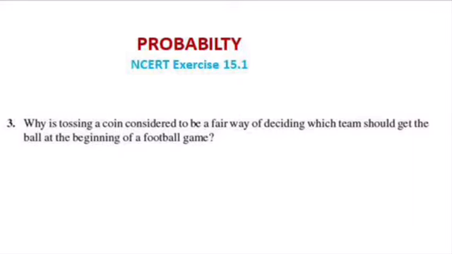Hello guys, so we are continuing with the chapter of probability from NCERT book. We are doing exercise 15.1 and we are going to question number 3. Question number 3 says, why is tossing a coin considered to be a fair way of deciding which team should get the ball at the beginning of the football game?